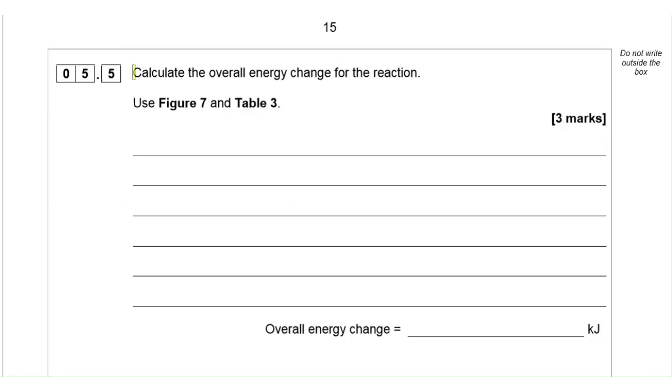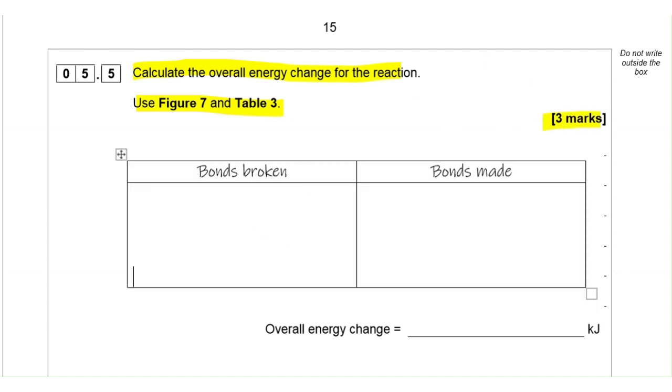Question 5.5. Calculate the overall energy change for the reaction and use figure 7 and table 3, and this is a 3 mark question. Now these are best approached by using the table method. So we construct a little table. You don't have to draw it as neat as that, but you want your bonds broken on the left hand side and bonds made on the right hand.